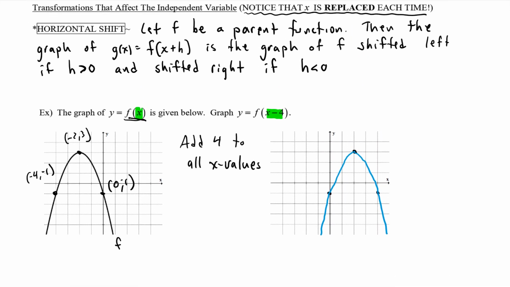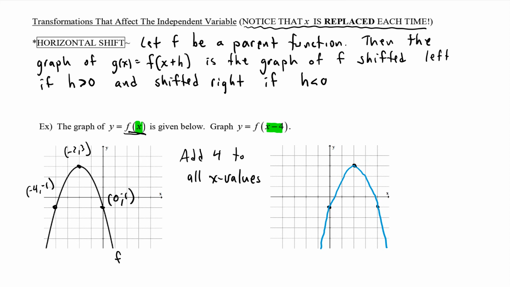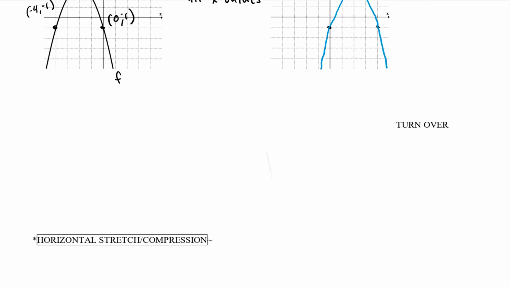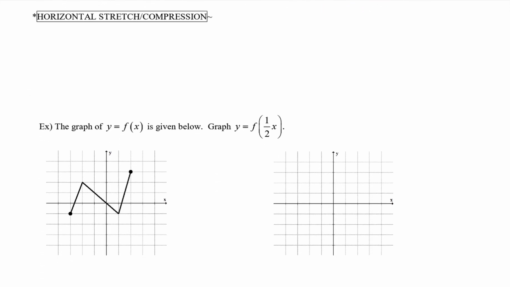So that's 2 transformations right there, a shift left and a shift right. There's 2, so there's 3 more. I told you there's 5 for each. So what about a horizontal stretch or compression? Again, let's start with the parent function.